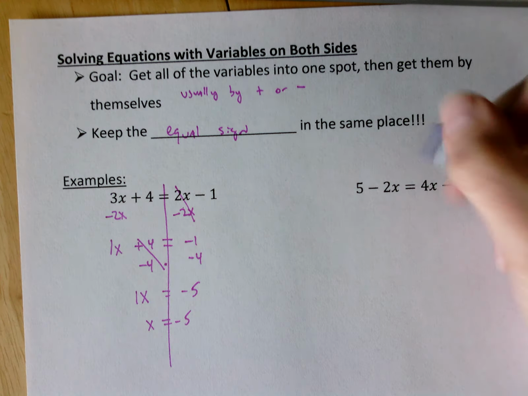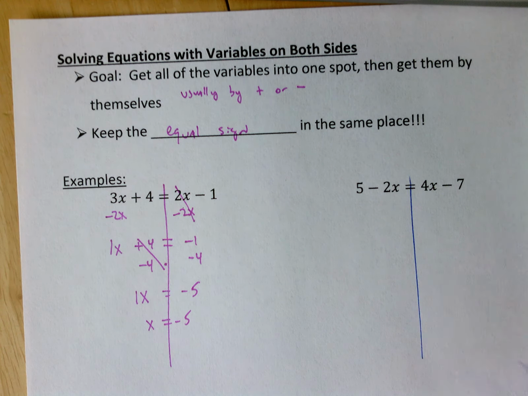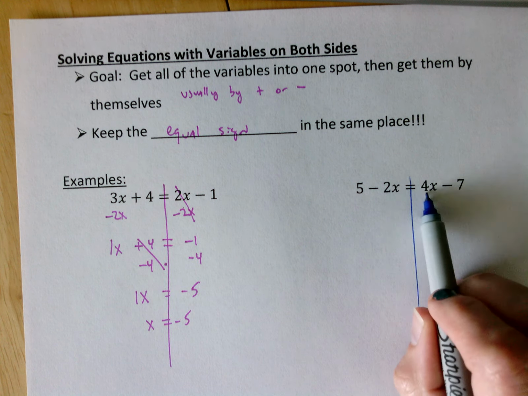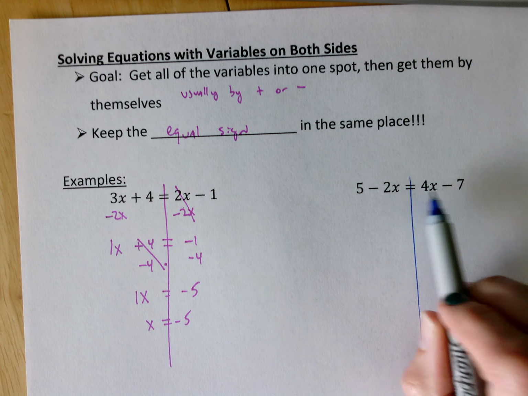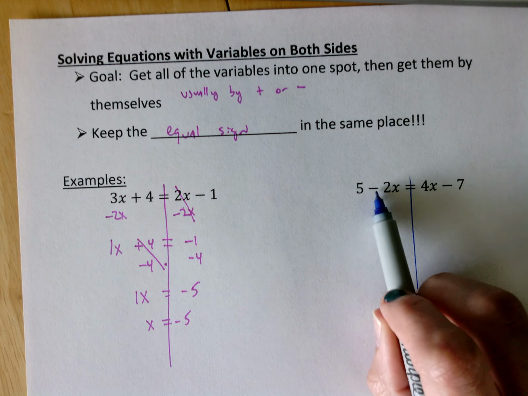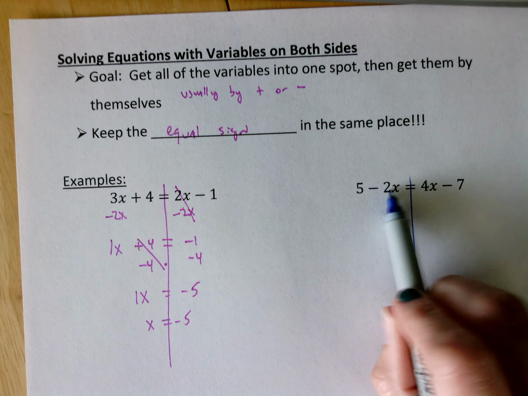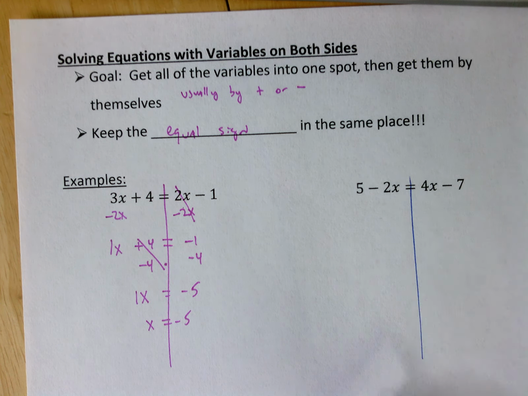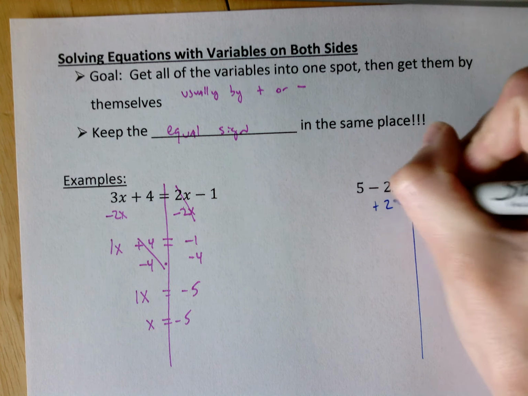Let's do another one. So I'm going to draw my line for my equal sign. I have a negative 2x over here, the minus 2x, and then a positive 4x here. So my two options are I could add 2x to both sides to cancel this, or I could subtract 4x to cancel that one. And again, it doesn't matter which one you do. It's just a preference. I'm going to choose to add the 2x.